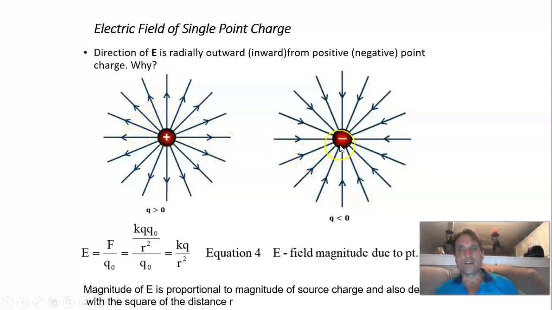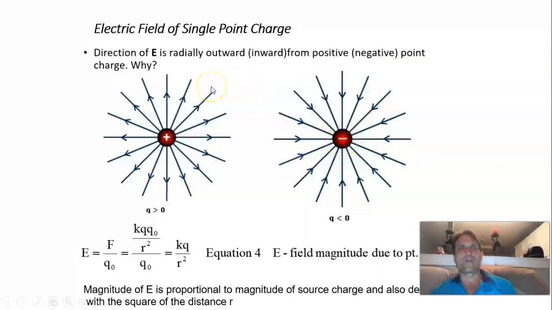And you can do the same thing if you have a negative source charge. You replace Q by negative Q, and you would get that the electric field is negative kQ over r squared. And these field lines would point toward the negative charge because the positive probe charge located anywhere would be attracted to this negative source charge.